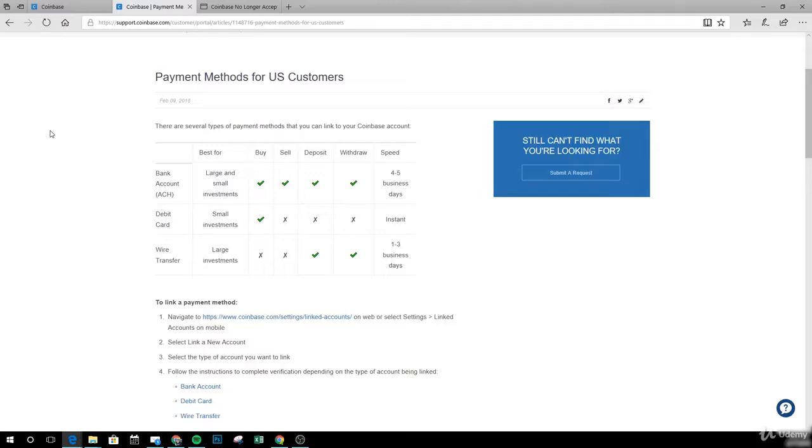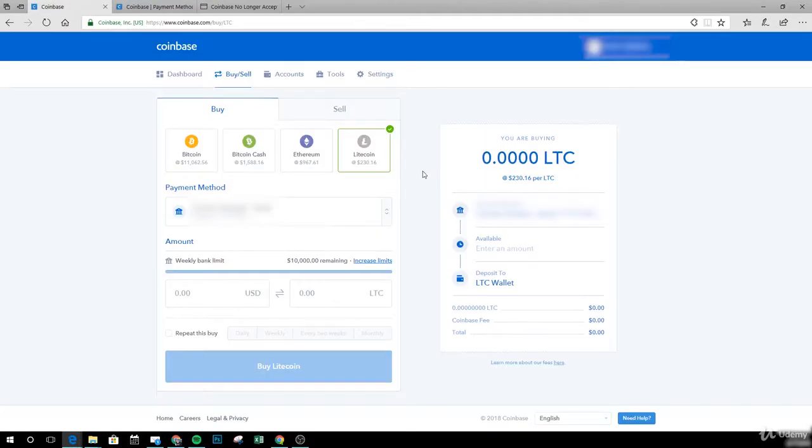Now, back on Coinbase, when you're ready to buy your Litecoin, you just select the payment method you want to select. So in this situation, I could select my bank account or select my debit card. And then from there, you'll see your weekly limit. So for me, it's $10,000, which is quite a bit.